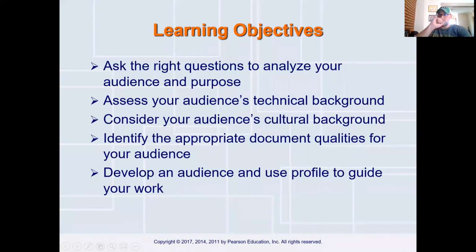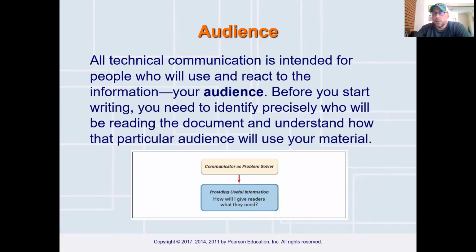So, to start with, let's look at the learning objectives here. We want to make sure that we're going to ask the right questions to analyze an audience and purpose. You're going to be able to assess your audience's technical background, consider your audience's cultural background, which is another important factor, identify the appropriate document qualities for your audience, and develop an audience profile to guide your work.